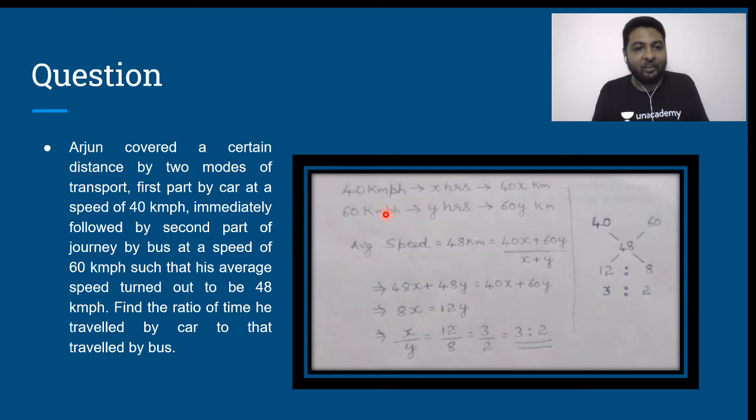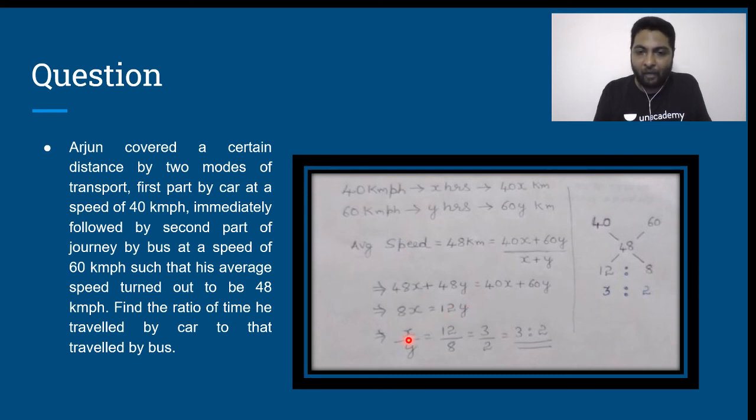Then at a speed of 60 kilometers per hour for y hours. Therefore, the total distance covered is 60y kilometers. Average speed is given as 48 kilometers per hour for the entire journey. Average speed is total distance divided by total time. Total distance is 40x plus 60y, divided by total time, which is x plus y. Now cross multiply. 48x plus 48y is 40x plus 60y. Simplify. 48x minus 40x, which is 8x, is equal to 60y minus 48y, which is 12y.